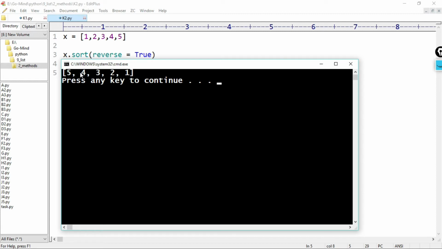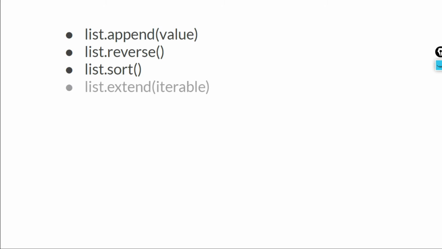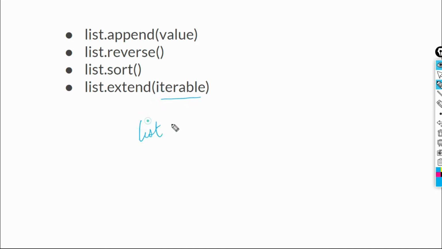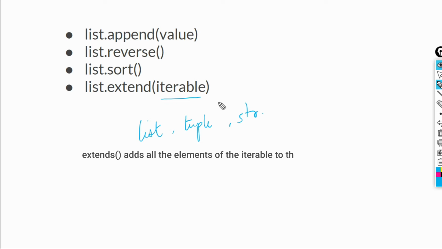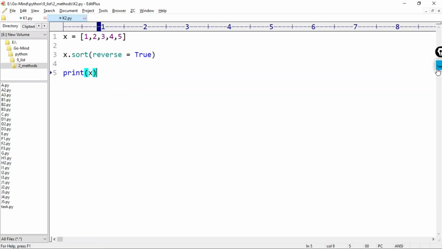The next method after sort is extend. The extend method takes one argument and this should be any iterable like list, tuple or string. This method adds all the elements of the iterable to the end of the list. So let's see this in code.